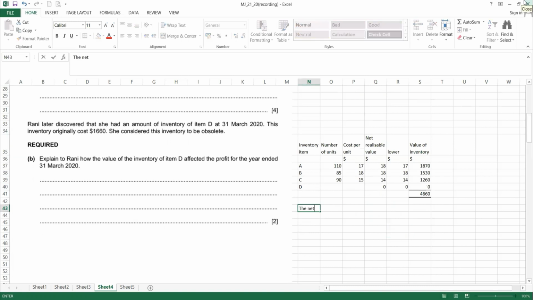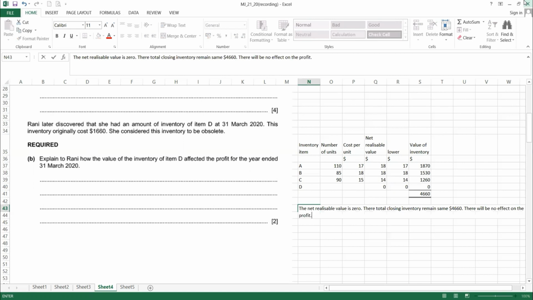So here you can put that the net realizable value is 0. So therefore, total closing inventory remain the same, 4,660. Okay, now next is that there will be no effect on the profit.